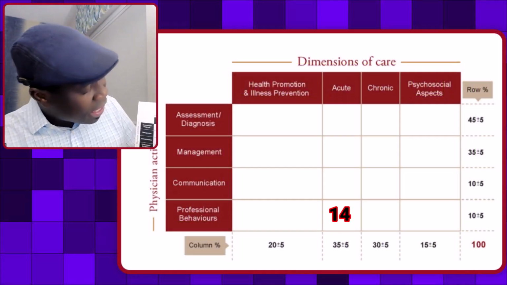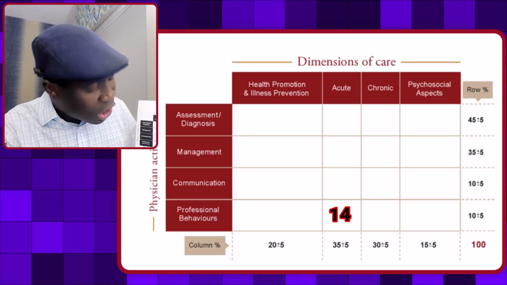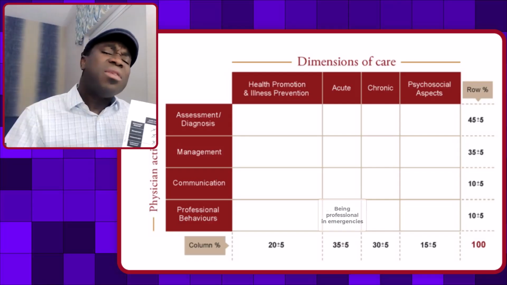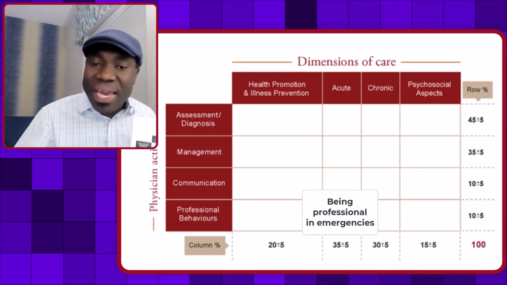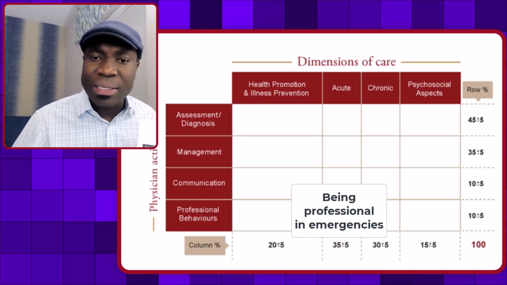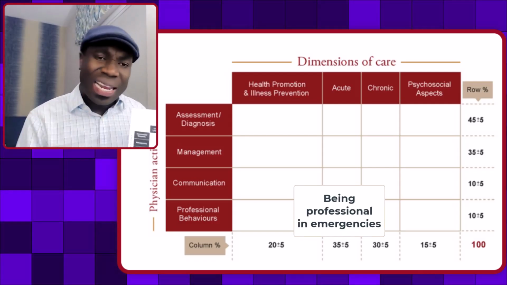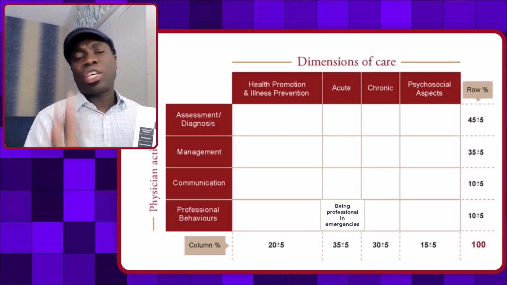Box 14 is a merge between professional behaviors and acute medical conditions. So this is what I call being professional in emergencies. Being professional in emergencies, all right? So this is professionalism at play in an acute setting.